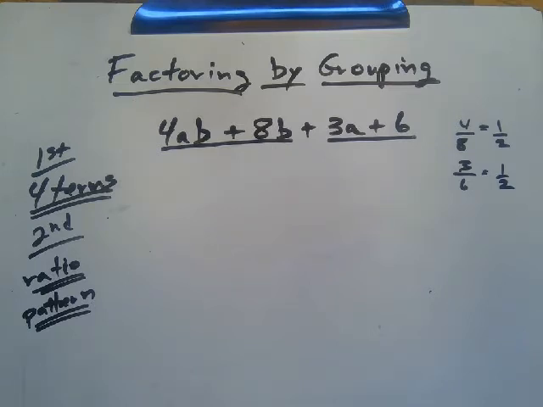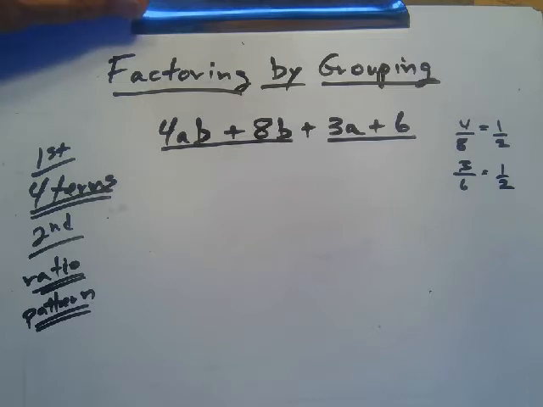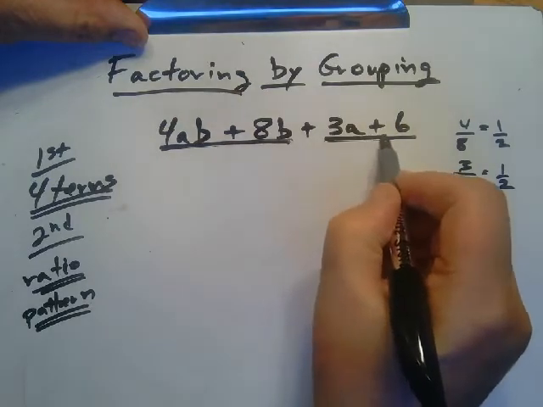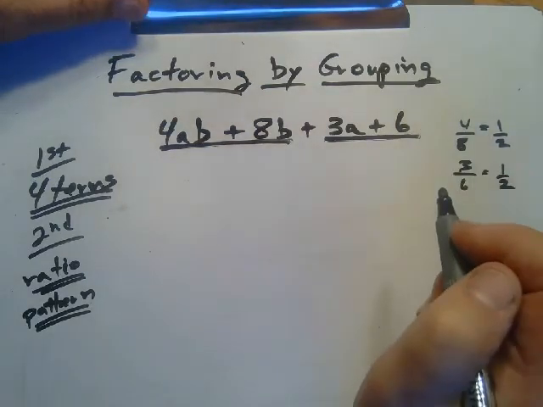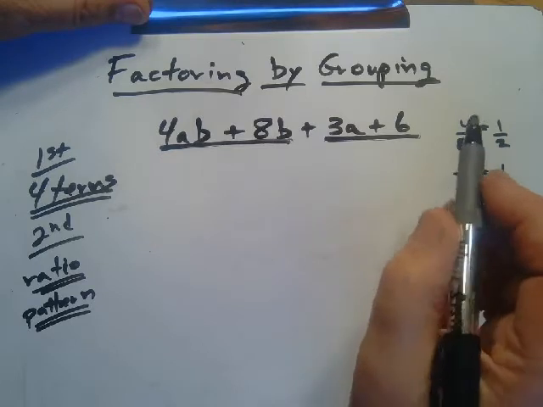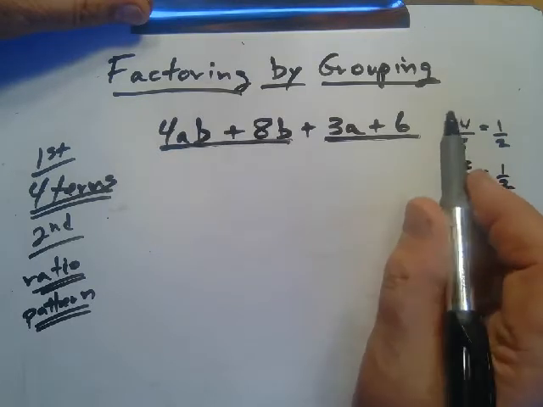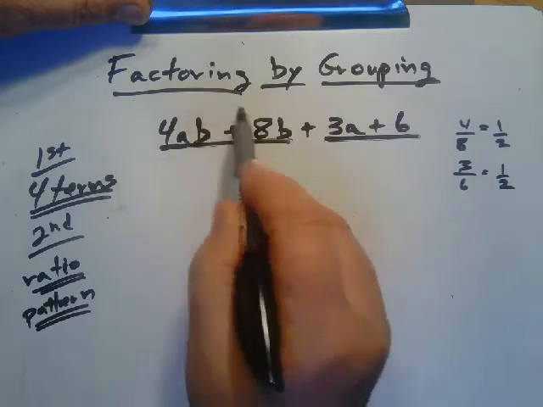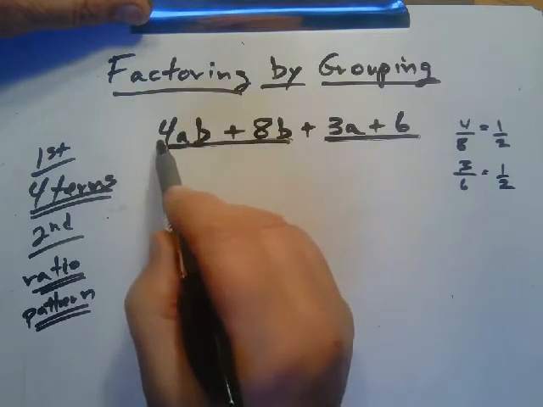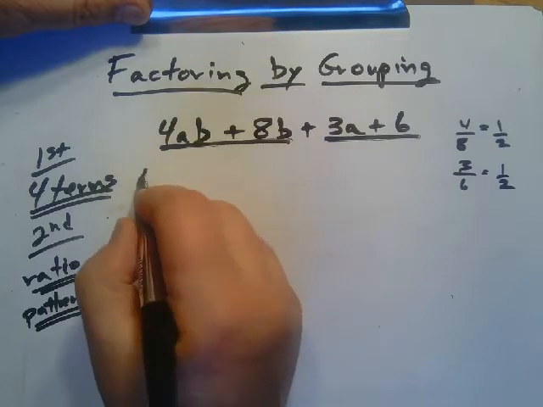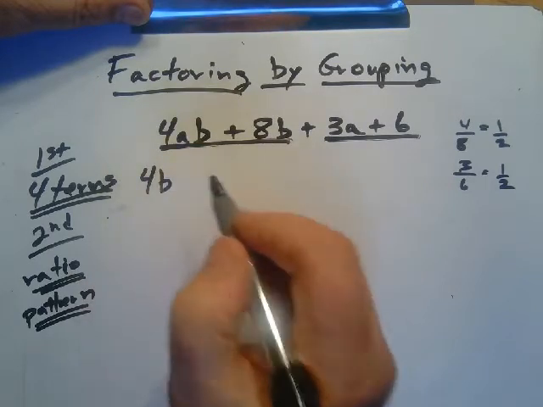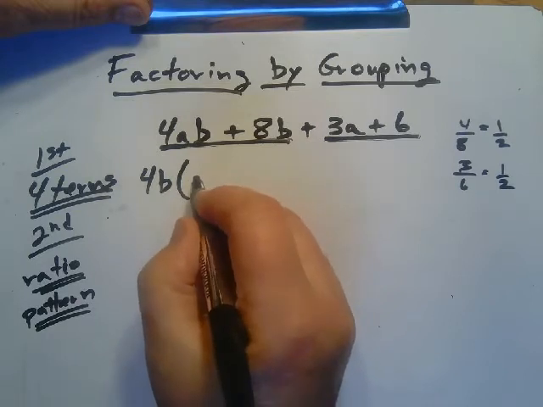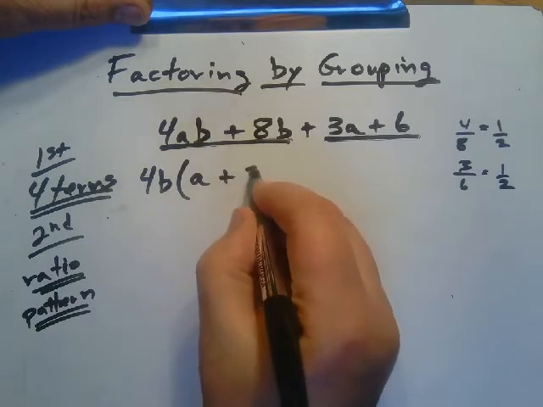As we look back at your toolbox, step number 1 is to do what I just did: underline the 2 groups. You might have that toolbox right in front of you so you can watch it as I'm doing this. All right, step 2 says take the GCF, the greatest common factor, out of this first group only. Well, I can see that there's a 4 and a B in both of these. And when I take out 4B, I'm left behind with A plus 2.